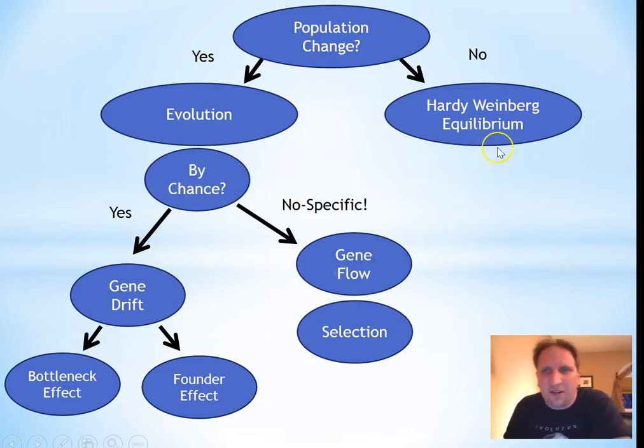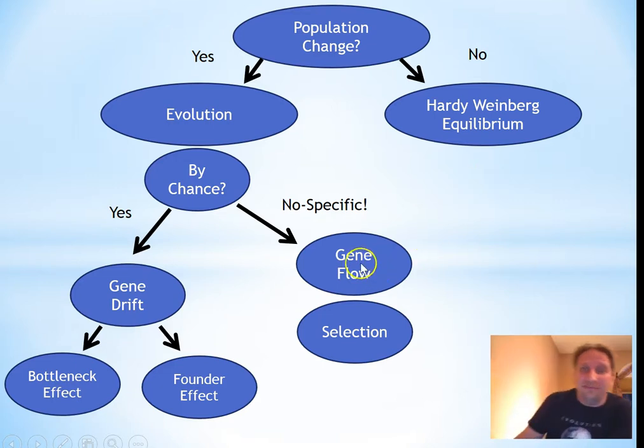So now back to Hardy-Weinberg. If you're ever asked what the main features of Hardy-Weinberg equilibrium are, well, it's just the opposite. Hardy-Weinberg has to have no founder effect. It's going to have no bottleneck effect. So what does that mean? It has to be a large population. If there's a large population, it will actually minimize the effects of any kind of gene drift because the population is so large.